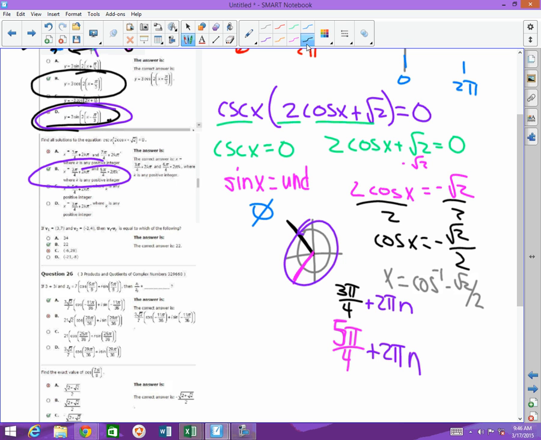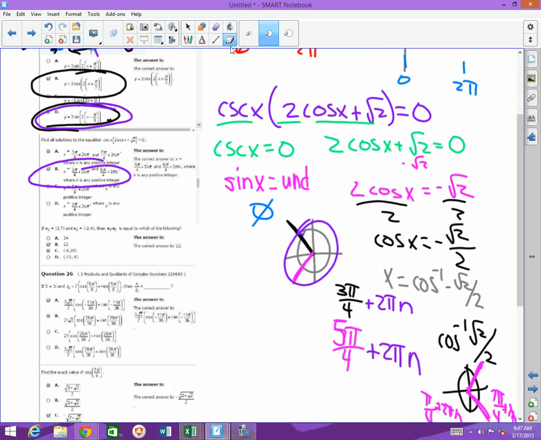Had this been a positive square root of 2 over 2, here would have been inverse cosine of square root of 2 over 2. Now you're talking this angle and that one. So then you would have said pi over 4 plus 2 pi n, and 7 pi over 4 plus 2 pi n. All right.